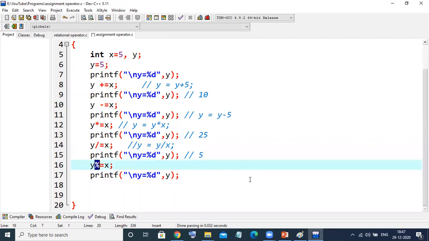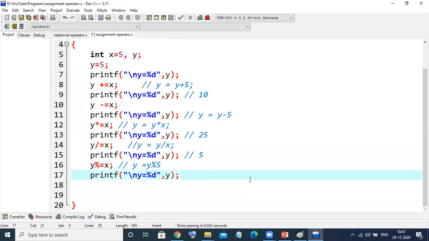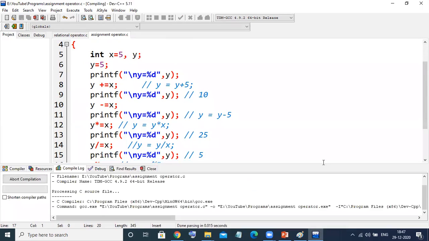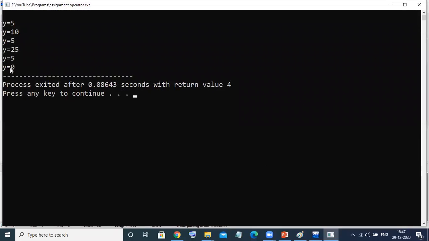Then I'm taking this mod. You know, this mod means it returns what? Remainder. Now, what is the value of y? The value of y is 5 now. So this expression looks like y equals to y mod of 5. What is the answer now? 5 mod of 5 is completely divisible. So the answer would be 0. Remainder is nothing, nothing is left.